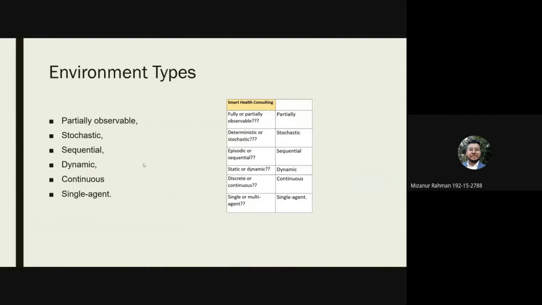Next, deterministic versus stochastic. If the next environment state is completely determined by the current state and the executed action, then the environment is deterministic. So this environment is stochastic.